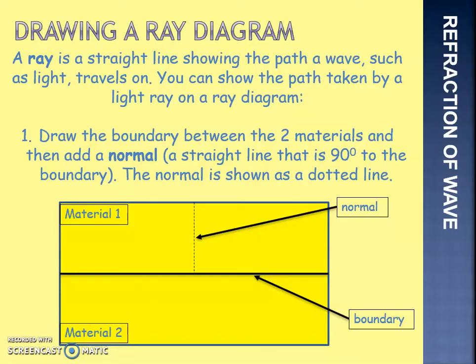Then you'd add something called a normal. A normal is a straight line that's 90 degrees to the boundary, and we draw that as a dotted line. Again, if light travelled along that normal, it would just pass straight through the material without bending. So that's our reference point for everything.